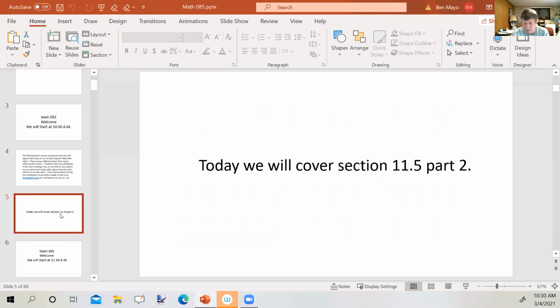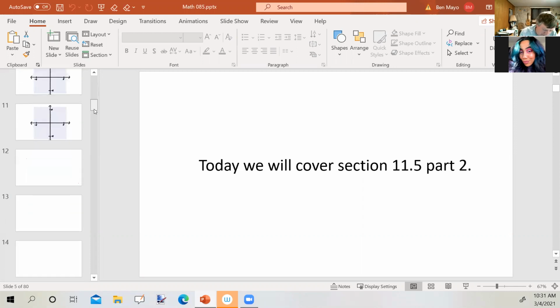Alrighty, so today we're going to wrap up section 11.5, but before we do that, do you have any questions from yesterday's homework? Anything you'd like me to look at before we go on? Yes, Richard. Can you do a logarithmic equation and then turn it into an exponential and then reverse it just so I can see it one more time? So you want to go from a logarithmic equation to an exponential and from an exponential to a logarithmic equation? Yes, please.